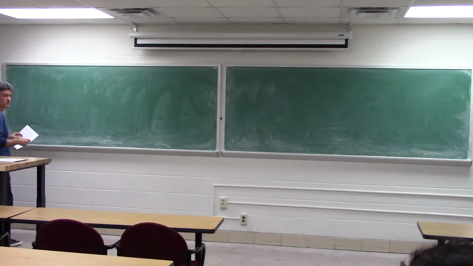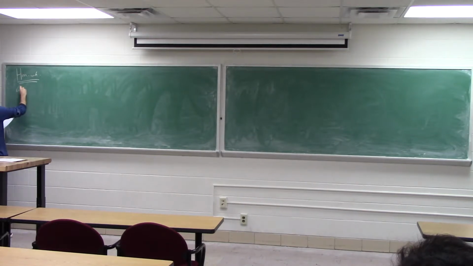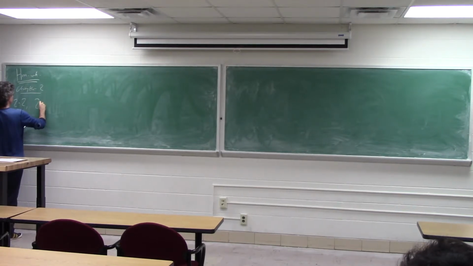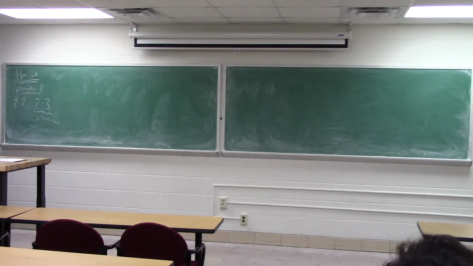So we have some homework. It's chapter 2, the chapter on Lagrangian field theory, problems 2.2 and 2.3. This one is a classical problem, a problem in classical Lagrangian field theory. And this is a quantum problem, and we'll be looking at the background for that today.